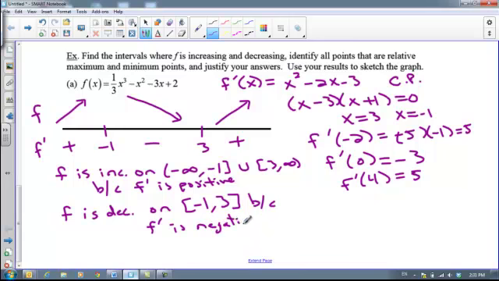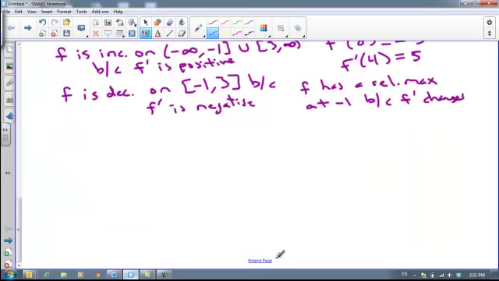And then we're going to look and see if we can find relative max or relative mins. At -1, at this critical point, f went from increasing to decreasing. F prime changed from positive to negative. That creates, and you can even see it here, the maximum. So I'm going to say that f has a relative maximum at -1 because f prime changes. We have to appeal to a change in the derivative. F prime changes from positive to negative.